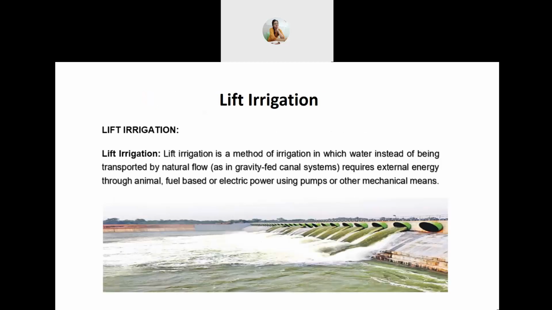The next topic is lift irrigation. So, what is lift irrigation? Lift irrigation is a method of irrigation in which water, instead of being transported by natural flow, as in gravity-fed canal systems, requires external energy through animal, fuel-based, or electric power using pumps or other mechanical means. Here I've shown you a picture of a lift irrigation system.